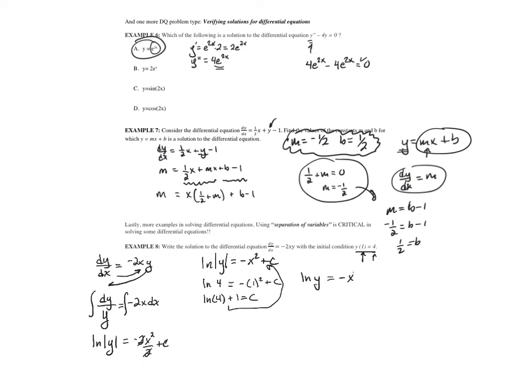So we now can use that up here and write our equation as the ln of y is equal to negative x squared, or the opposite of x squared, plus the ln of 4 plus 1. I think I'm going to write that as negative x squared plus 1 plus the ln of 4, and you'll see why in a little bit.